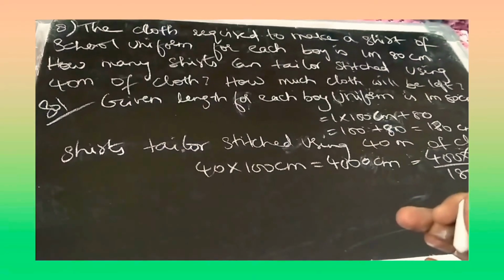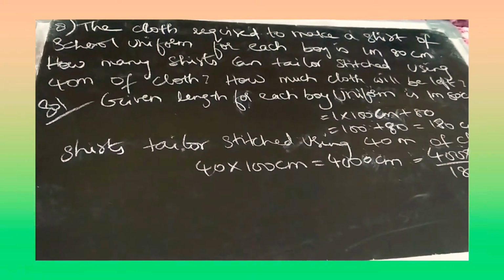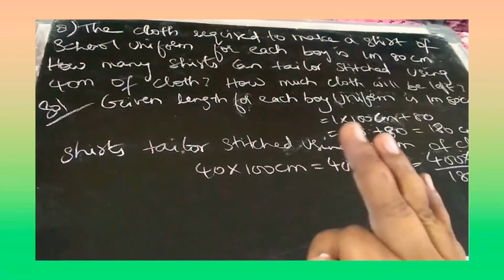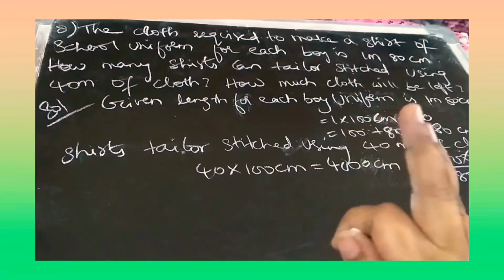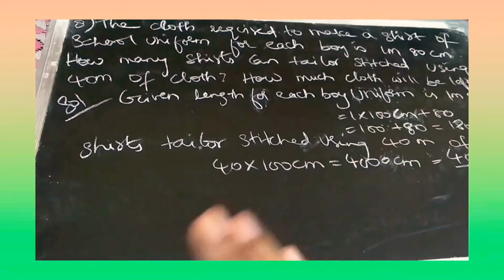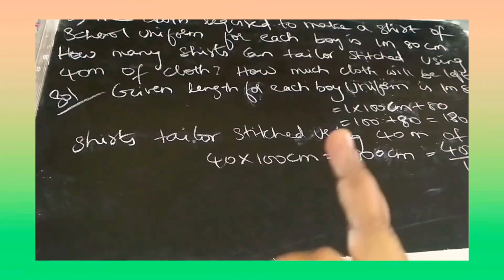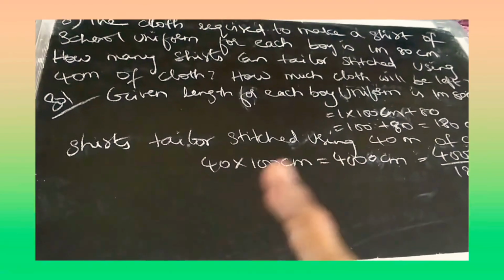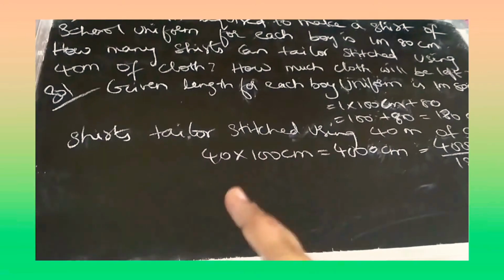Eighth one: the cloth required to make a shirt of school uniform for each boy is 1 meter 80 centimeter. How many shirts can a tailor stitch using 40 meter of cloth? The tailor is taking 40 meter of cloth. How many shirts can he make, and then how much cloth is left? We have to find this out.